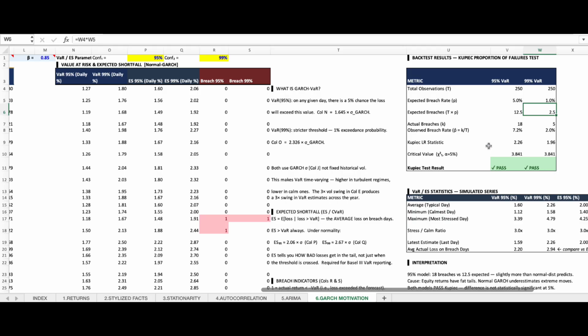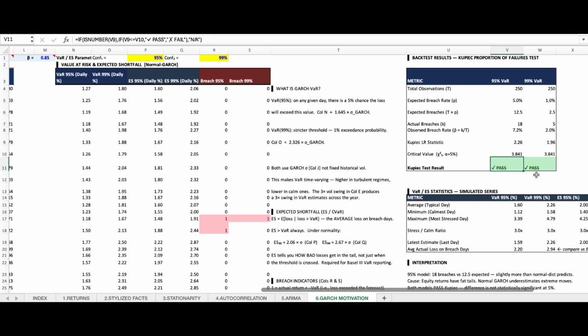So the Kupiec test formalizes this comparison. It computes a likelihood ratio statistic and compares it to the chi-squared critical value with 1 degree of freedom at 5% significance. Now, if this likelihood ratio statistic exceeds that critical value, the model fails the test. In this case, that critical value is 3.841. So both the 95% and 99% models here pass the test. Their likelihood ratio statistics are 2.26 and 1.96, which are both below that critical value.